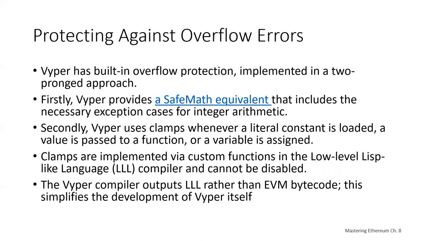First, Vyper provides a safe math equivalent that includes the necessary exception cases for integer arithmetic to prevent overflows. Second, Vyper uses clamps whenever a literal constant is loaded and a value is passed to a function or a variable is assigned. Clamps are implemented via custom functions in the lower level Lisp-like language, LLL compiler, and cannot be disabled. And this additionally is another way to prevent integer overflows. The Vyper compiler outputs the LLL rather than EVM bytecode, and that simplifies the development of Vyper itself.